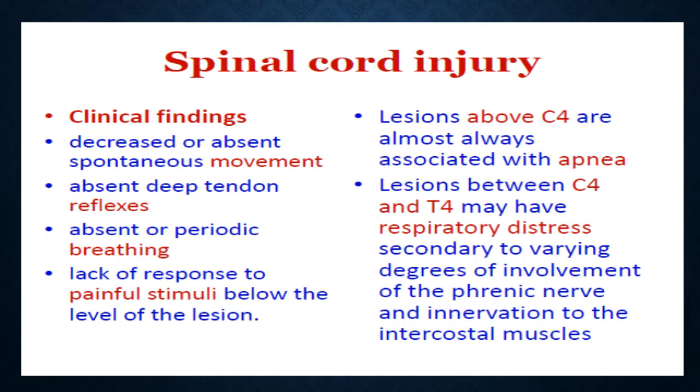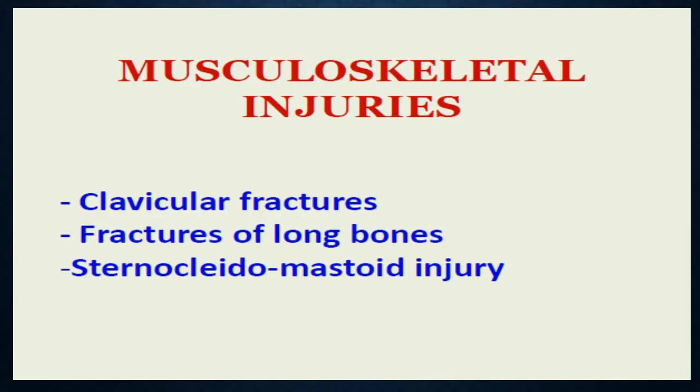The clinical findings are different regarding the level of trauma. Usually lesions above C4 are almost always associated with apnea and maybe death. Lesions between C4 and T4 may have respiratory distress secondary to varying degrees of involvement of the phrenic nerve and innervation to the intercostal muscles.